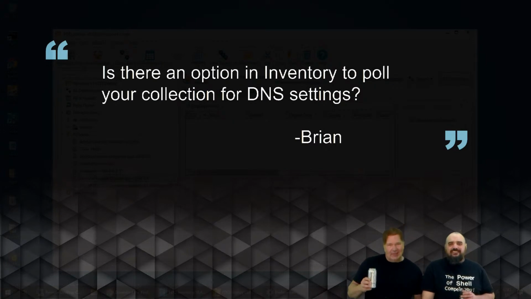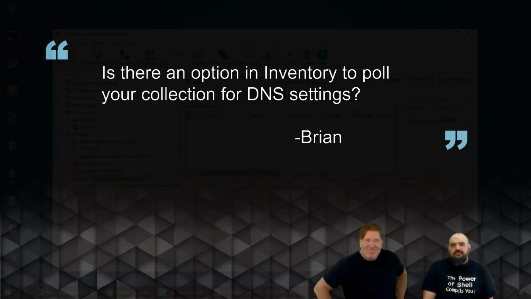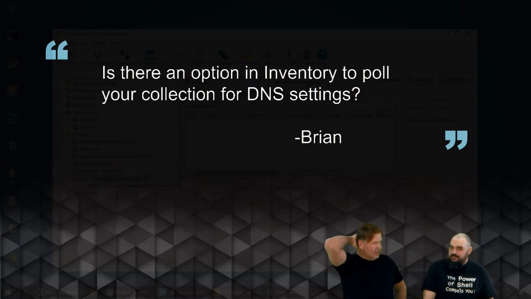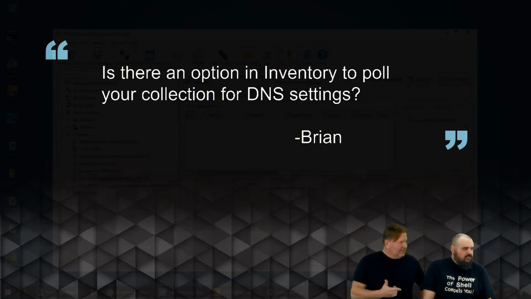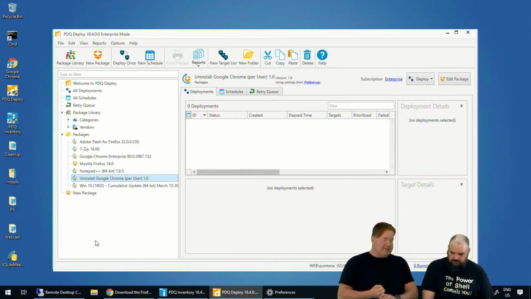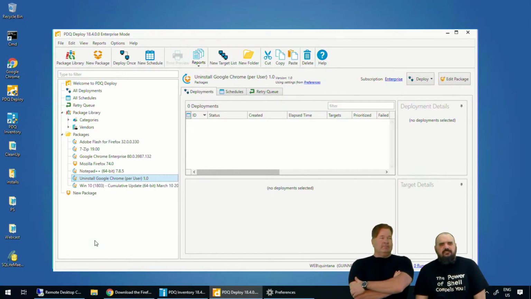I usually shout, hey. All right, guys, is there an option in inventory to pull your collection for DNS settings? Thanks, Brian. So are we looking for a scanner for DNS settings? That's my assumption. If that's the case, I'd look at the registry, possibly look in WMI to get that information. So if you build the scanner, I imagine you could pull that info. Yeah, we don't know exactly where to look for that.